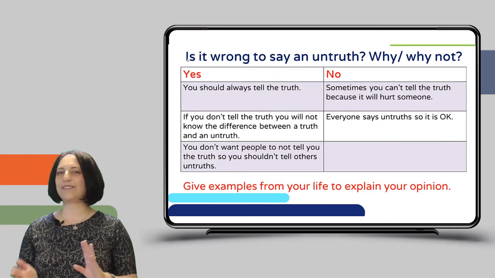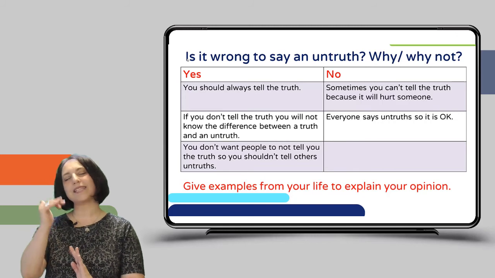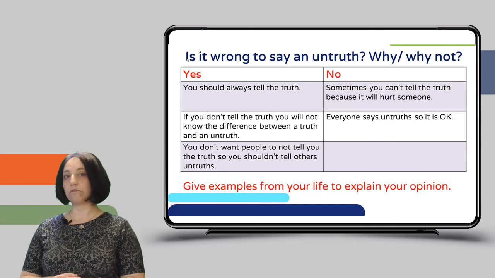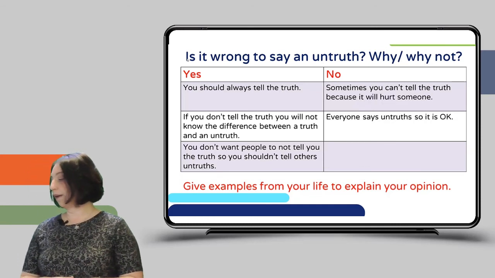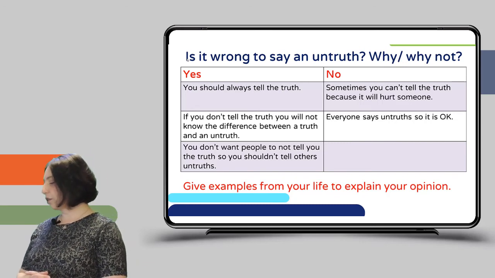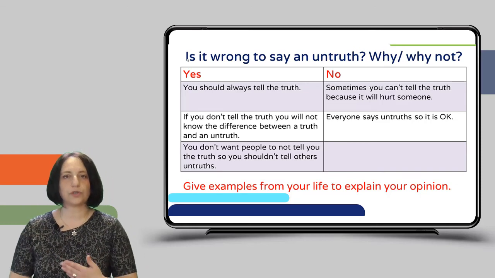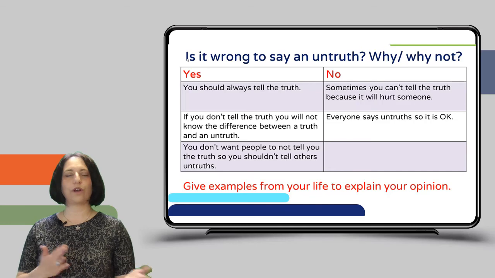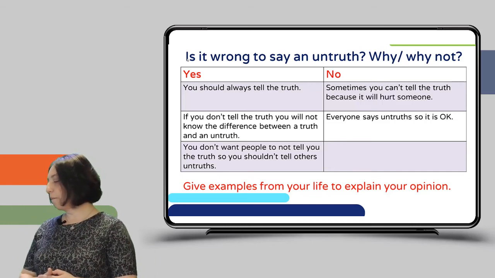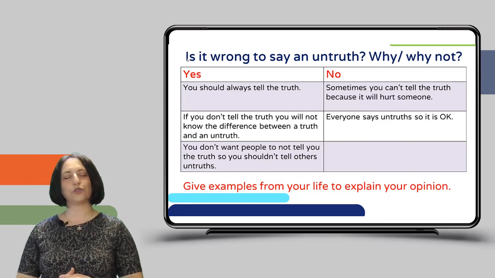I couldn't decide whether I think it's wrong or it's not wrong. So I wrote myself a few things in English. Yes, it is wrong to say an untruth. Why? Because you should always tell the truth. If you don't tell the truth, you will not know the difference between a truth and an untruth. You will get so used to saying untruths that you won't know the difference between an untruth and a truth. You don't want people to not tell you the truth, so you shouldn't tell others untruths.